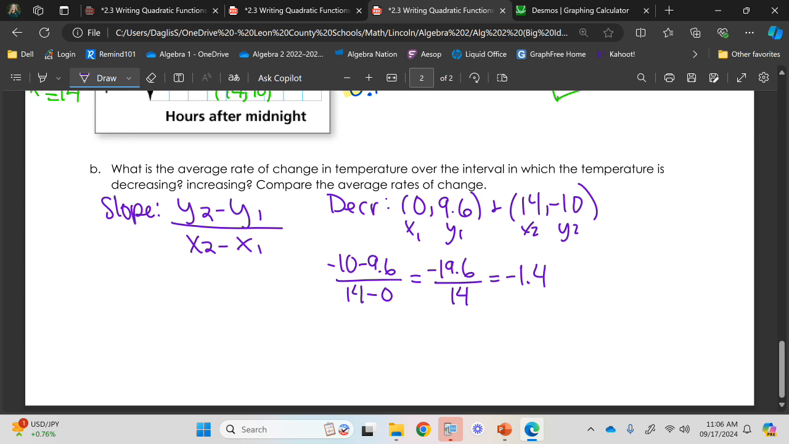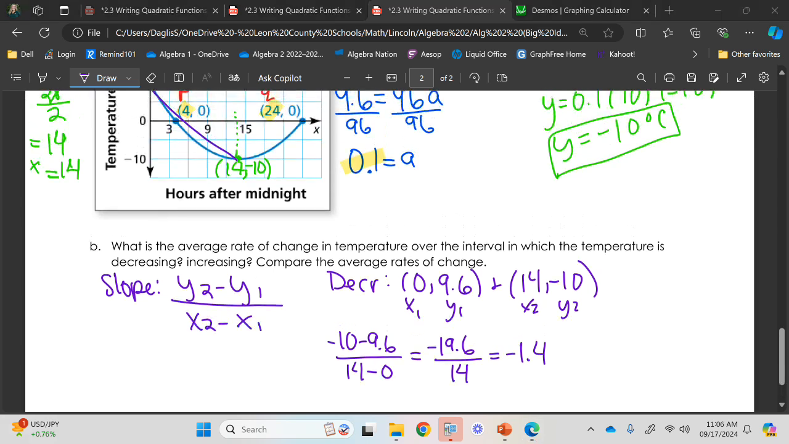So we're decreasing at a rate. So we're losing about 1.4 degrees each hour, is what that's showing. Okay? I would like you to try the increasing. So increasing goes from 14, negative 10 to 24, 0.